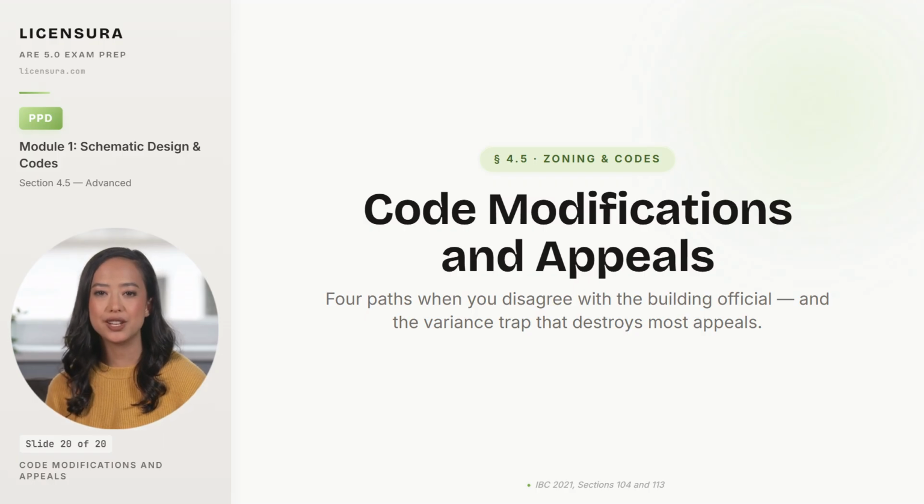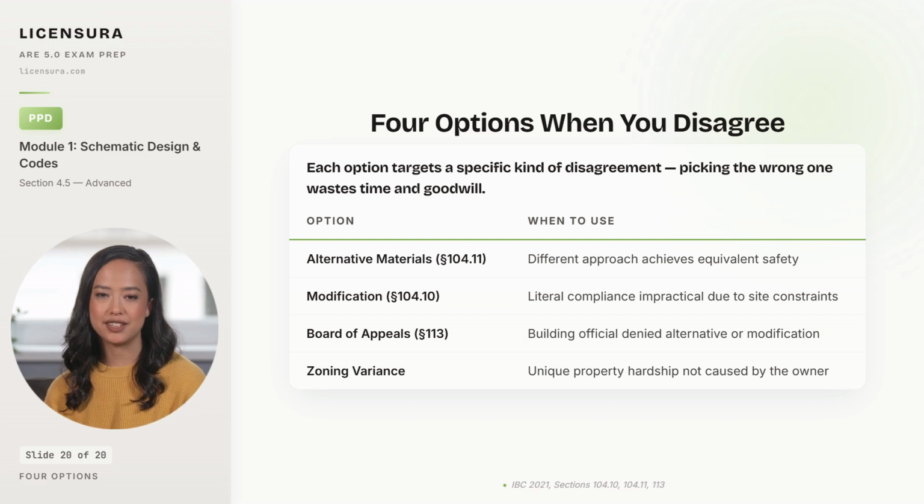4 options cover the contested decision landscape, and the right pick depends on the issue. 4 options, 4 distinct purposes. First, alternative materials and methods under Section 104.11, used when a different approach achieves equivalent safety to the prescriptive requirement. The architect proposes the alternative, demonstrates equivalency through testing or engineering analysis, and the building official decides.